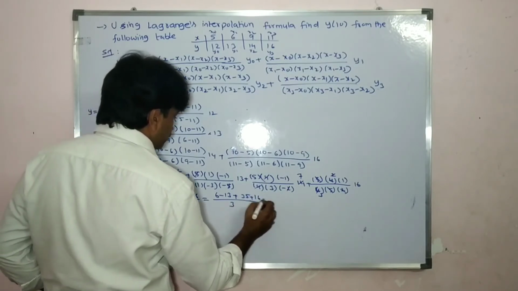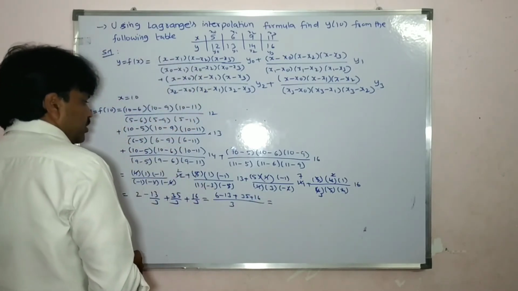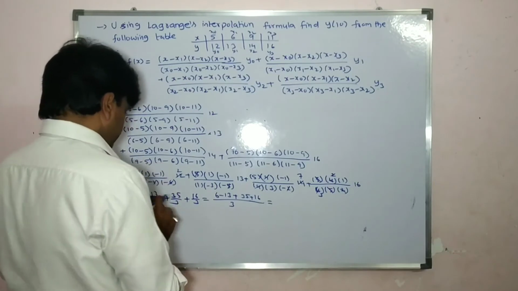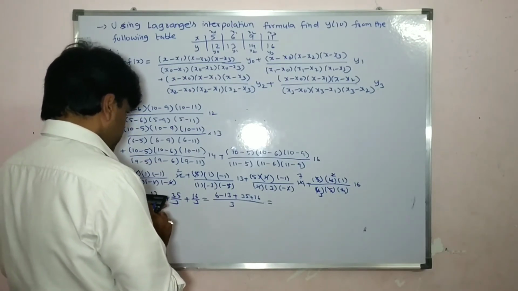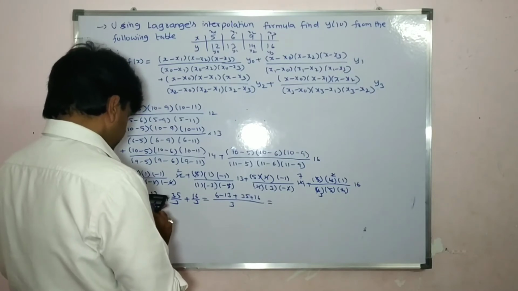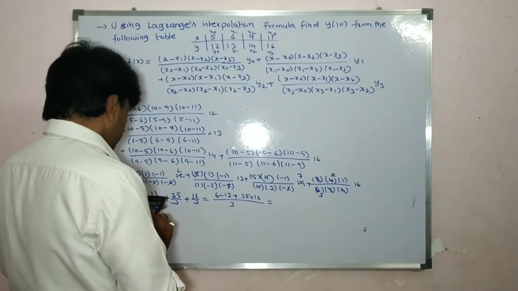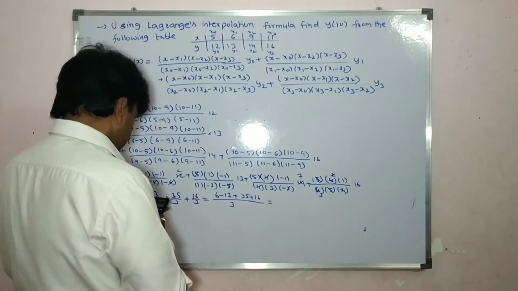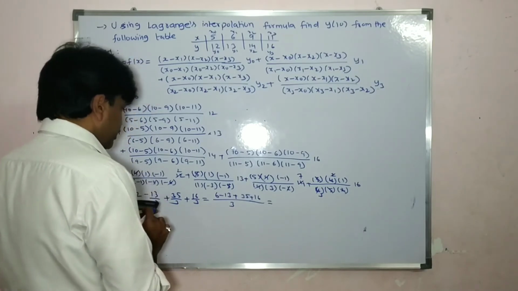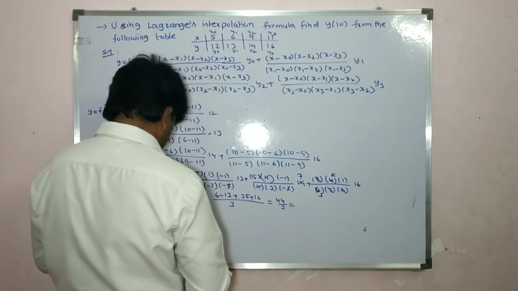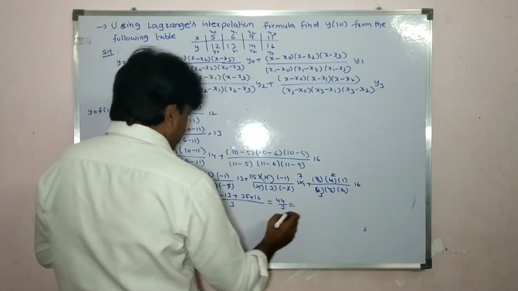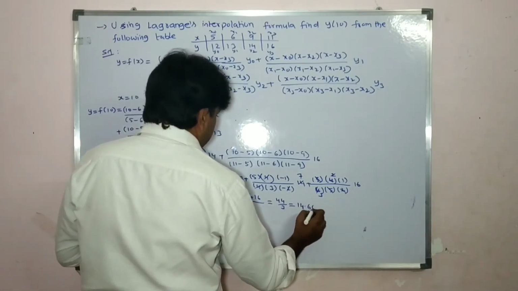That is equal to 35 plus 16 plus 6. That is equal to 57 students minus 13. We get 44. 44 by 3, that is equal to 14.667.